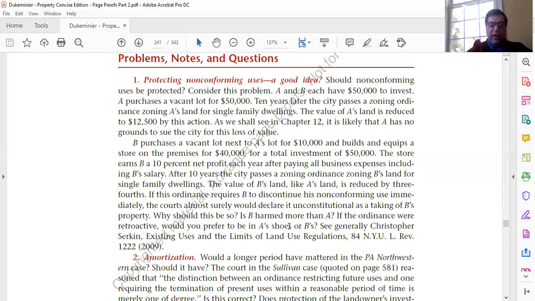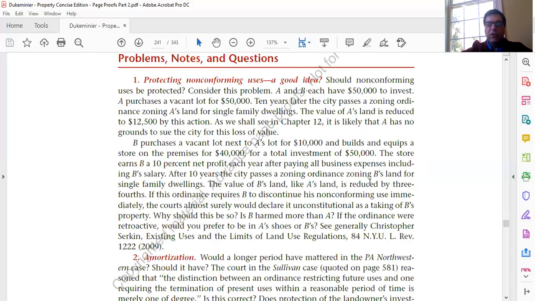The authors point out that, first of all, there's been a 10% net profit each year for 10 years, and so B may well have recovered the value of the initial investment in the lot and the store. Second, B may have an ongoing business that could be moved profitably to a different location. And so in many ways, B seems to be in a better position than A in the first hypothetical, and yet B is the one entitled to compensation under the takings clause, whereas A is not, according to the courts.